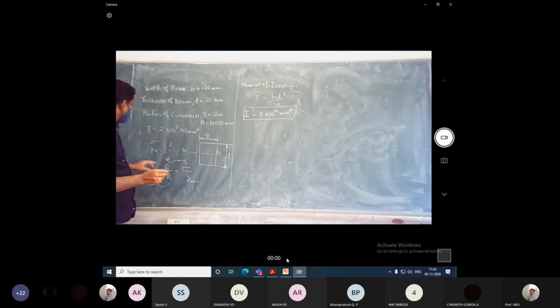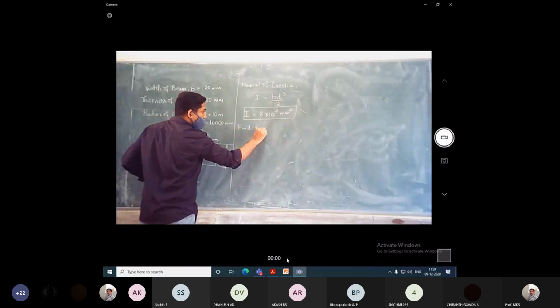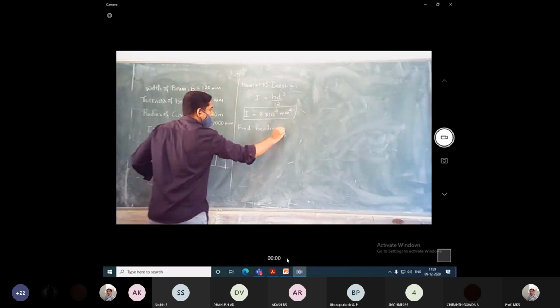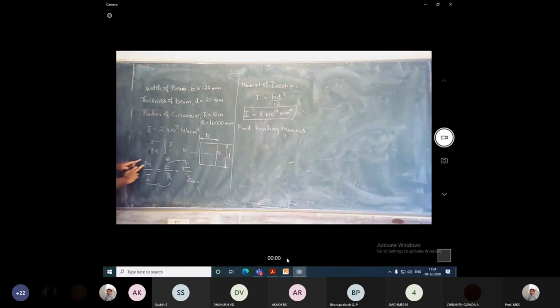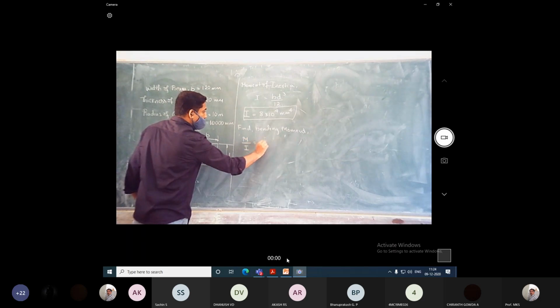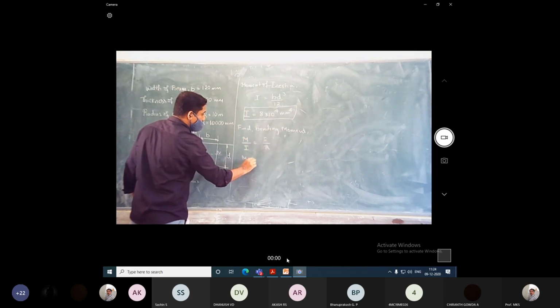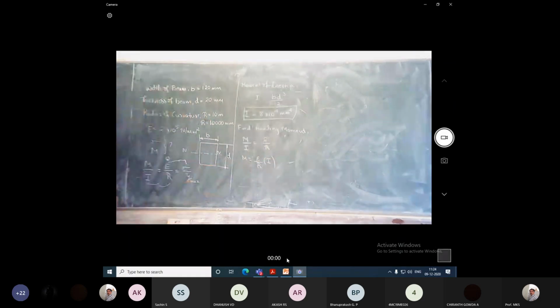Okay, next. So find the moment next, the bending moment. To find the bending moment, use these two combinations. M by I is equal to E by R from the equation we derived. So M is equal to E by R into I. So we know all the terms, calculate the bending moment.